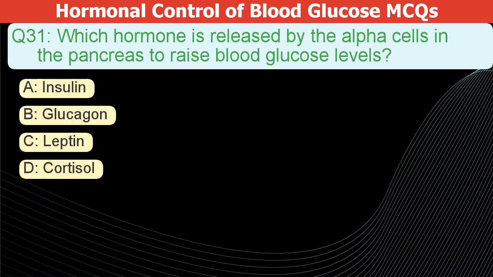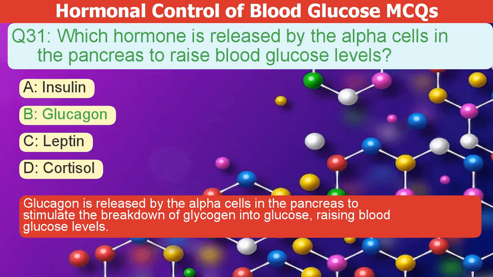Which hormone is released by the alpha cells in the pancreas to raise blood glucose levels? A. Insulin. B. Glucagon. C. Leptin. D. Cortisol. The correct answer is B. Glucagon is released by the alpha cells in the pancreas to stimulate the breakdown of glycogen into glucose, raising blood glucose levels.